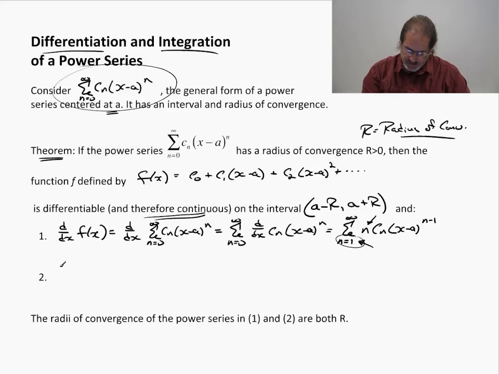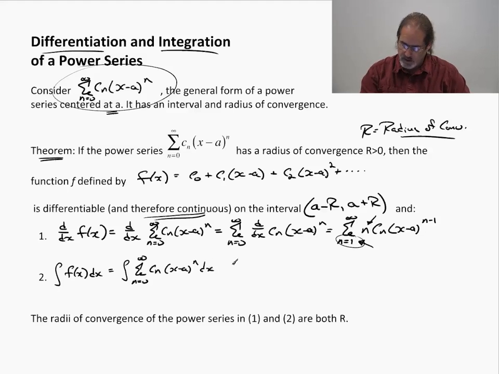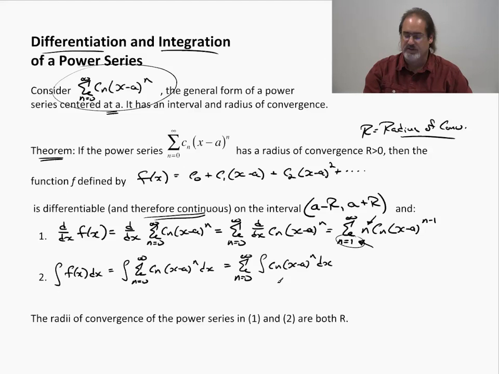Another thing that's true is that the integral of f of x dx is equal to the integral of the sum, n equals 0 to infinity, of Cn times x minus a to the n dx, which once again I can take the integral and move it inside the sum. So this would be the sum, n equals 0 to infinity, of the integral of Cn x minus a to the n dx, which is saying I can integrate term by term. Just like a few moments ago we said we're going to differentiate term by term.